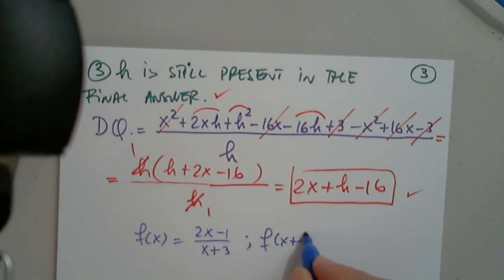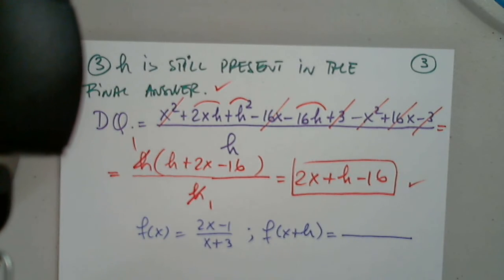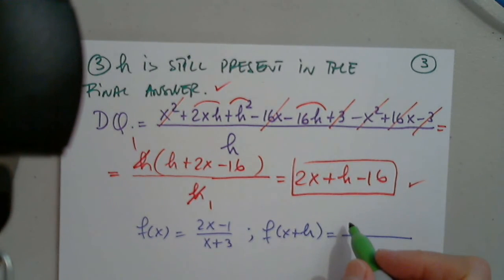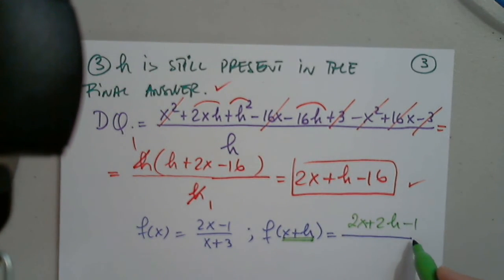So what is f of x plus h? Can anyone dictate f of x plus h? We can still do it. But it's not as long as it was for the quadratic function. So then, anyone? We're talking about f of x plus h. 2x plus 2h minus 1 over x plus h plus 3.